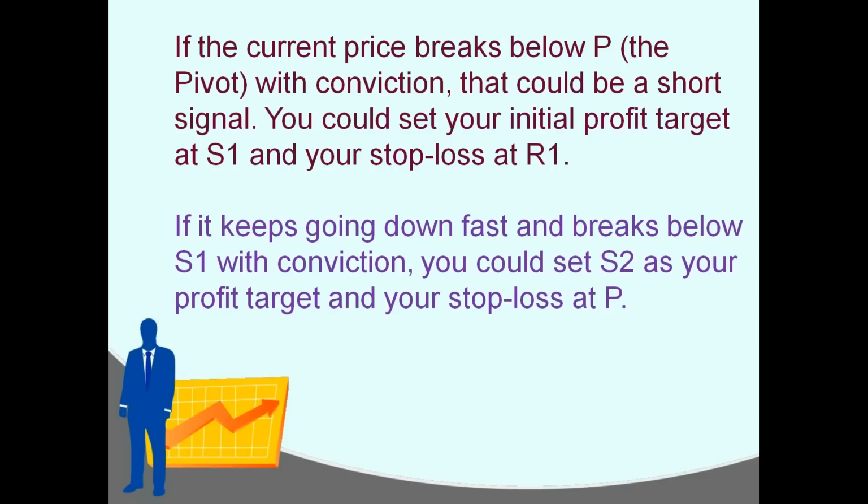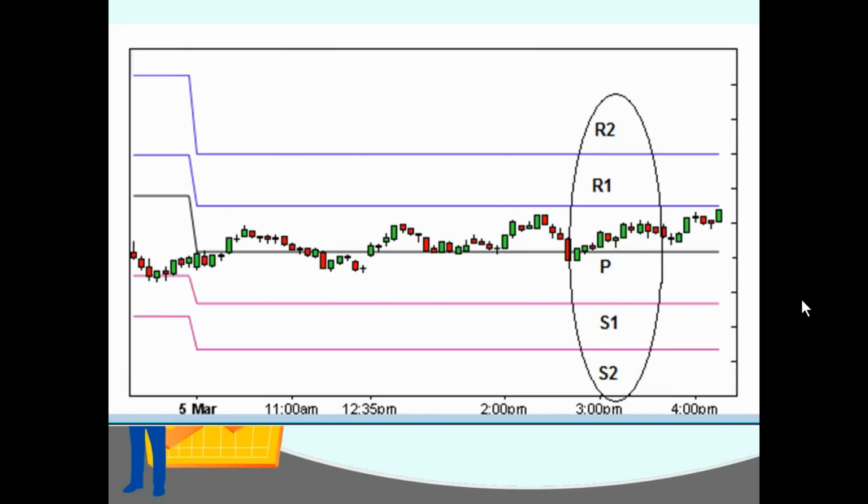Now what if it keeps going down even faster? Well, if it keeps going down fast and breaks below S1 with conviction, you could set S2 as your profit target and your stop loss at P, the pivot point. So let's see what that looks like. We're back at this chart again.